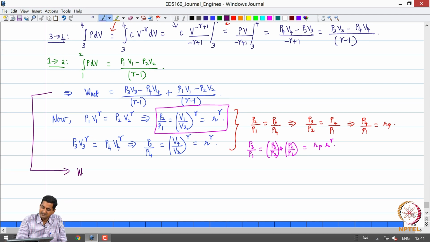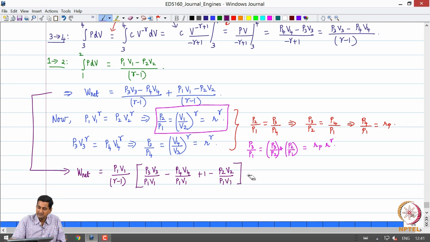So, let us take the expression for W net. Let me take P1 V1 divided by gamma minus 1 as common. So, what will I have? I will have P3 V3 by P1 V1 minus P4 V4 by P1 V1 plus 1 minus P2 V2 divided by P1 V1. Immediately we can observe that V4 and V1 get cancelled. Why? Because they are the same, right.